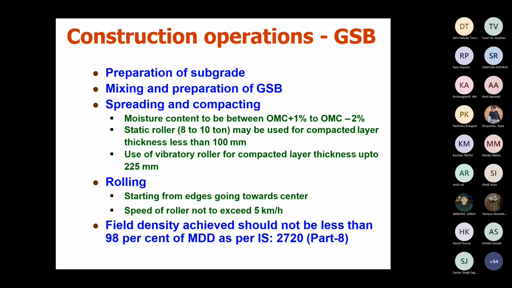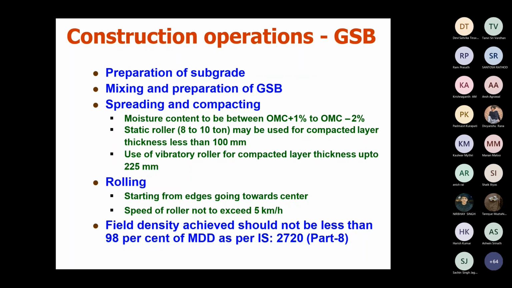The construction procedure is, first, you have to prepare the subgrade, including the camber, whatever is required. Then mixing and preparation of granular subbase, then spreading and compacting. Moisture content is to be maintained within the range of optimum moisture content plus 1% to OMC minus 2%. Then a static roller of 8 to 10 ton may be used for compacting layer thickness less than 100 mm. You can use a vibratory roller for layer thickness up to 225 mm.